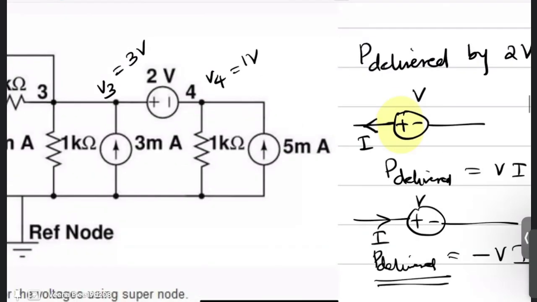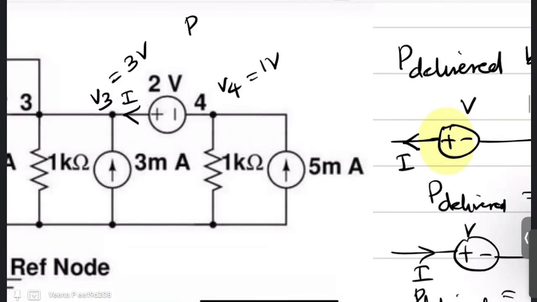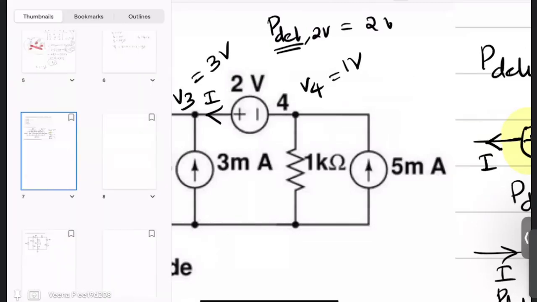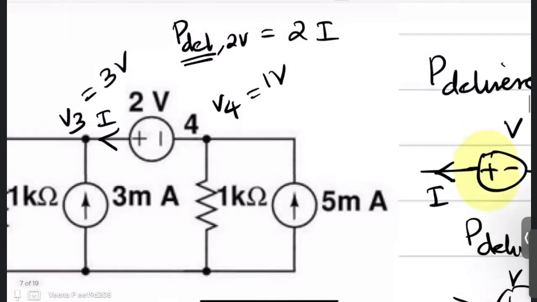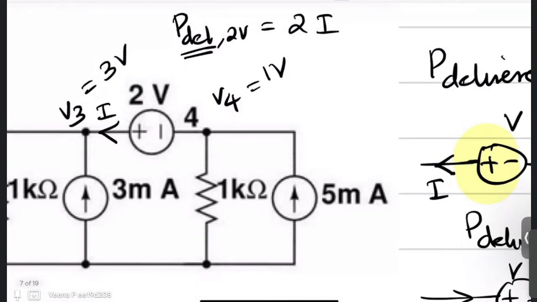So if you get this current, say I, then the power delivered by this 2 volt source will be 2 times I. Now we have to find I. You can solve from the circuit itself. You know V4 is 1 volts. So this current is 1 divided by 1 kilo ohm, which is 1 milliampere.